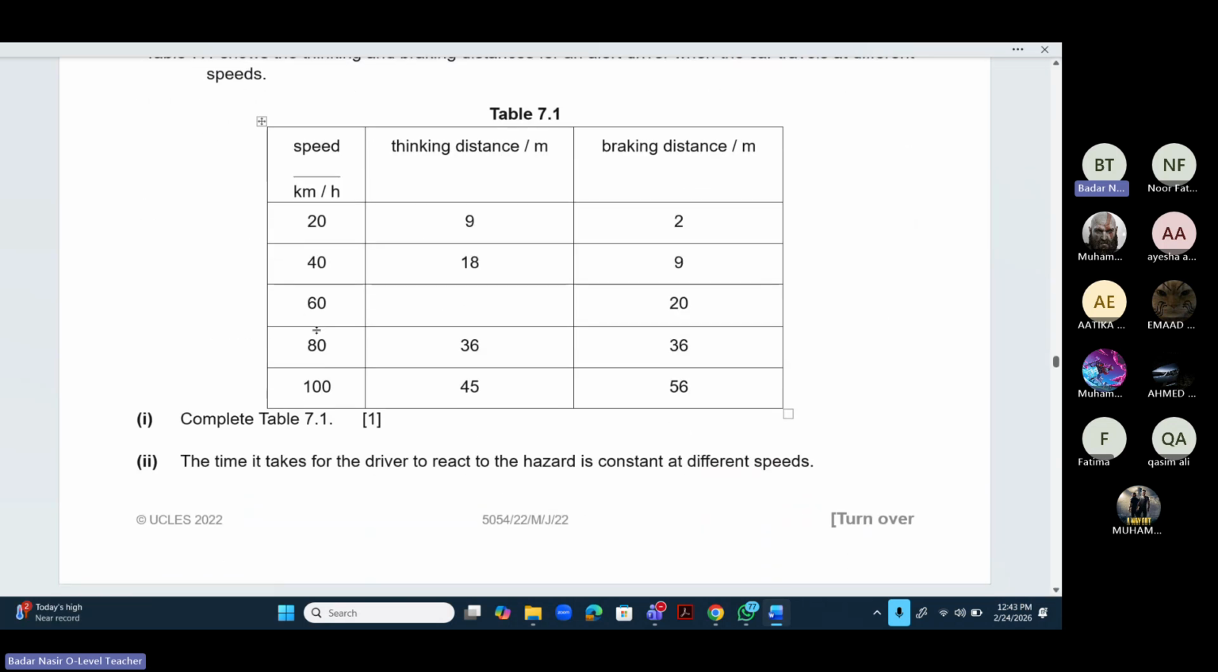Complete table 7.1. If we have to complete this table, the thinking distance is 9, then 18. This is the 9 times table, so here 27 will come. We get 1 mark for that. 9 ones are 9, 9 twos are 18, 9 threes are 27. Then here the 20 times table is going: 2 twos are 40, 3s are 60, 4s are 80.